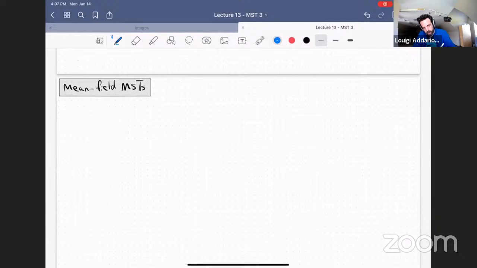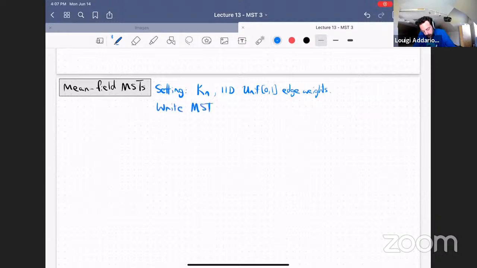Okay, so continuing on. So the setting here is the complete graph with IID edge weights as before. Okay, and I'll write MST_N for the minimum spanning tree of K_N with these edge weights.